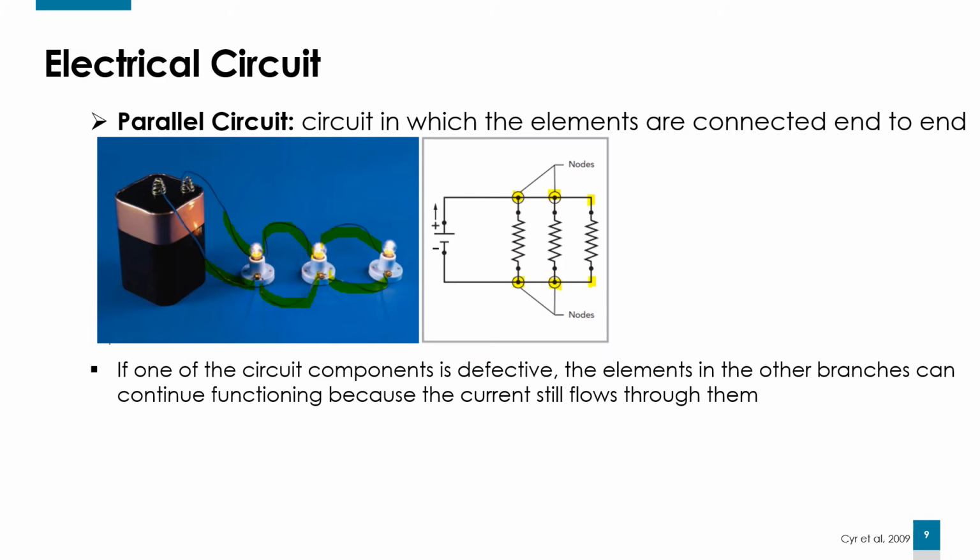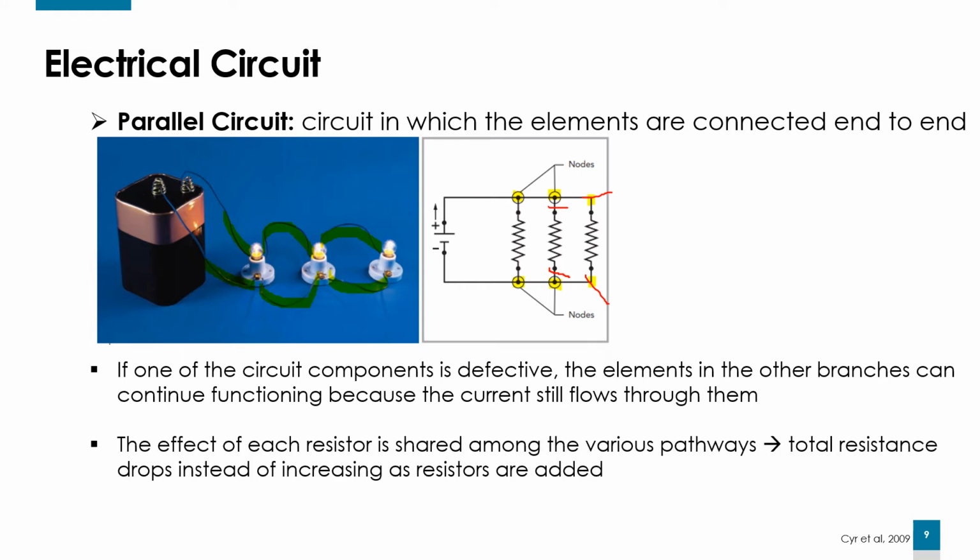But there is an advantage, because if one of the circuit components is defective, the elements on the other branches can continue working. Let's say if I cut this part here, the other 2 are not damaged. They continue to work. The same, if I cut this one here, the other 2 continue to receive the energy. It's not going to break because the circuit continues for the others.